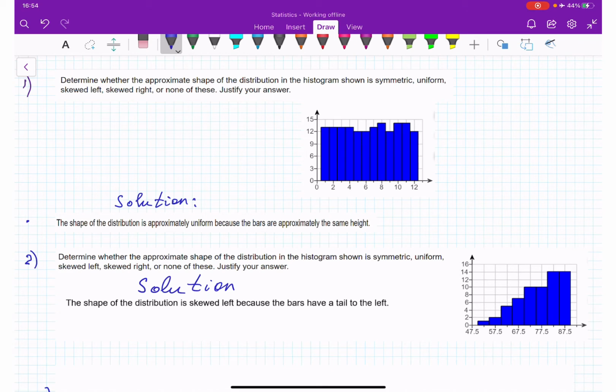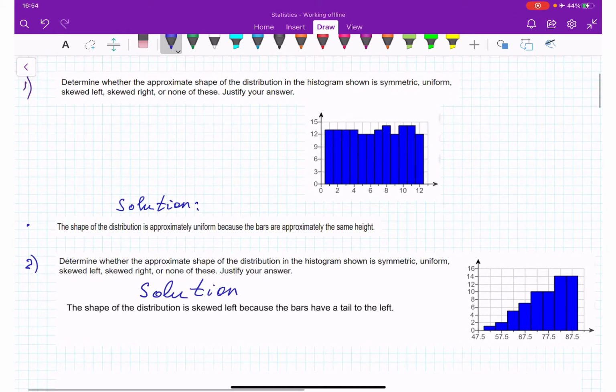Okay, I'm going to go over homework problems for chapters 2.3 and 2.4. There are a total of 12 questions, I believe. So question number 1: determine whether the approximate shape of the distribution in the histogram shown is symmetric, uniform, skewed to the left, skewed to the right, or none of these.